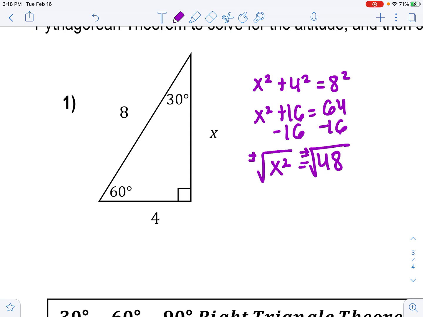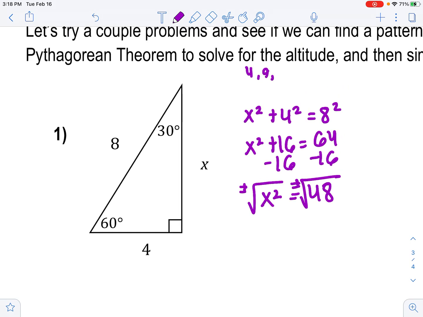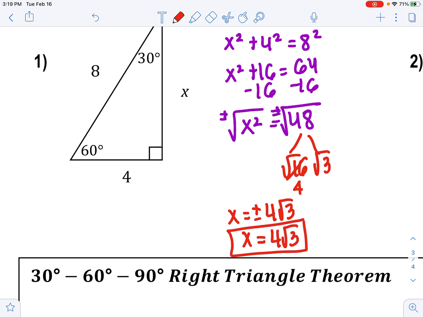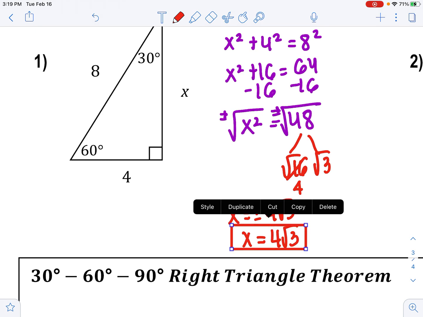Square root, plus or minus. I need to know the biggest perfect square that goes into 48. So my perfect squares I'll list right here: 4, 9, 16, 25, 36, 49. I passed 48. So I'll switch colors here. 36 doesn't go in there. 25 doesn't. 16 does. So this is going to be root 16. How many times does it go in there? 3. The square root of 16 is 4. So I have x equals plus or minus 4 root 3. But remember, it's a length, so it's the positive 4 root 3.